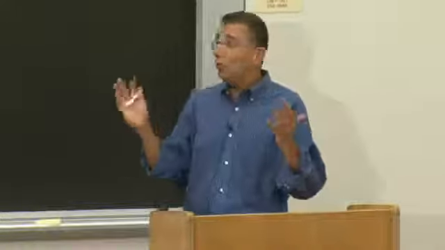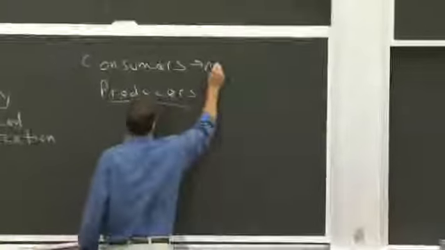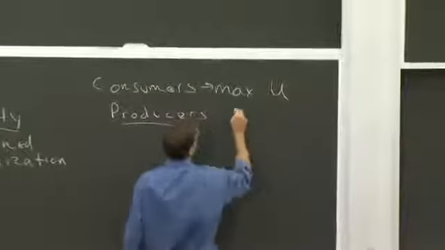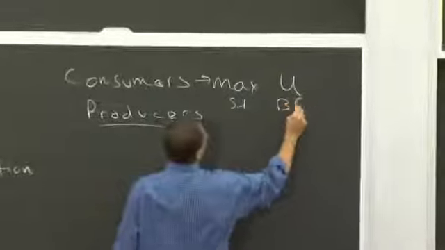With consumers, we're going to say that consumers are constrained by their limited wealth, or what we'll call their budget constraint. Subject to that constraint, they choose the set of goods that makes them as well off as possible. It's what we're going to call utility maximization. Consumers are going to maximize utility subject to a budget constraint.